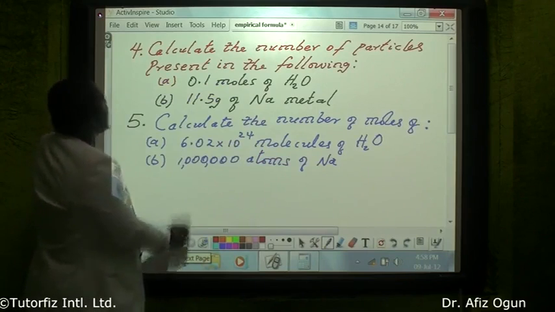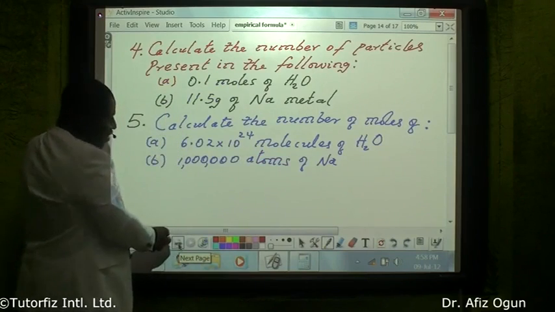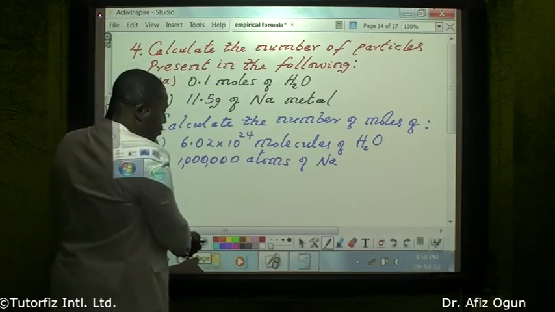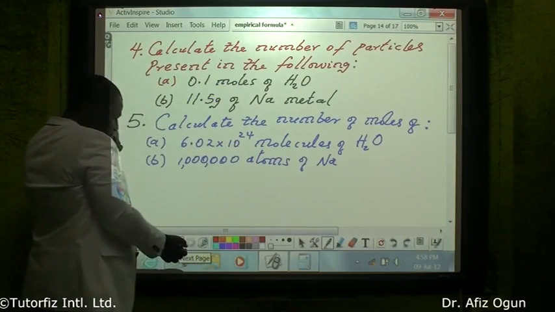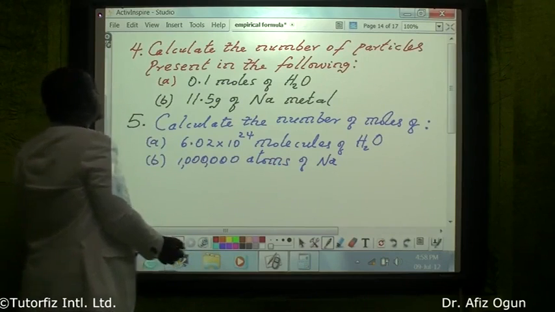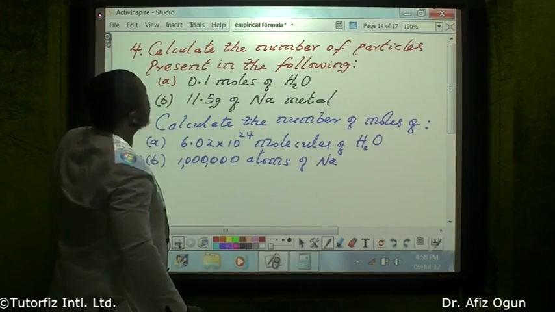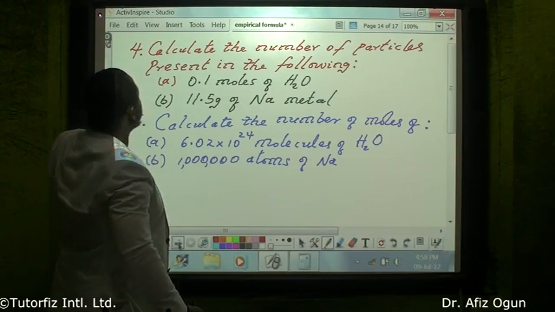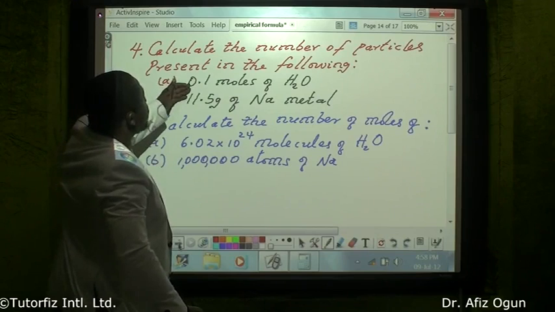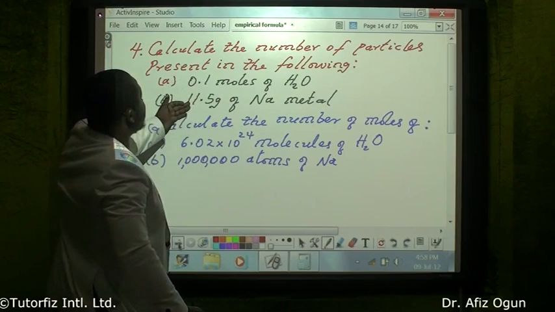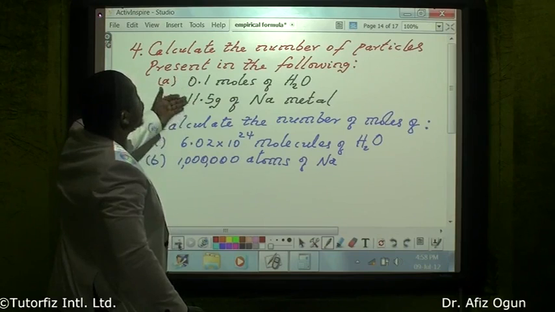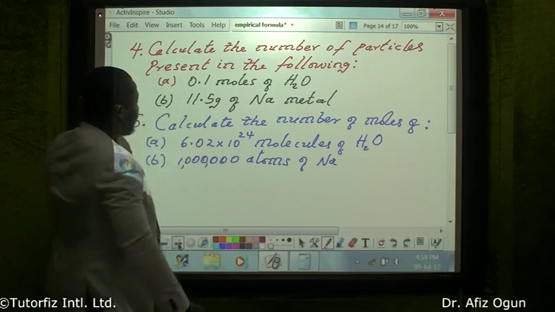Now let's look at number 4. Calculate the number of particles present in the following: 0.1 moles of water, 11.5 grams of sodium. You should be able to calculate this using that formula now.